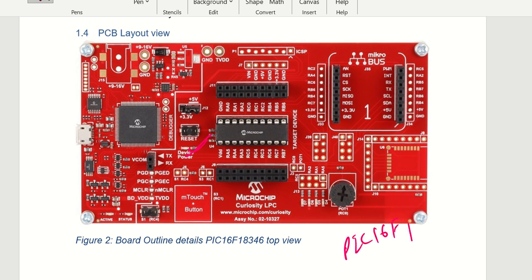PIC16F1619. This is the board that I have purchased for you guys to do, but almost all the things are the same as 18346 and 18446. What happens is this 18446 and 18346 have a little bit advanced functionalities and better quality ADCs.